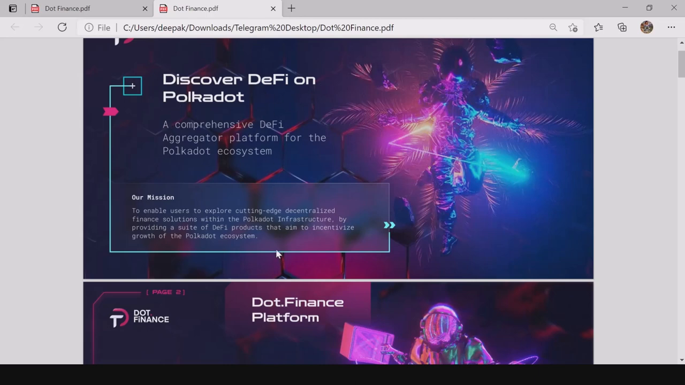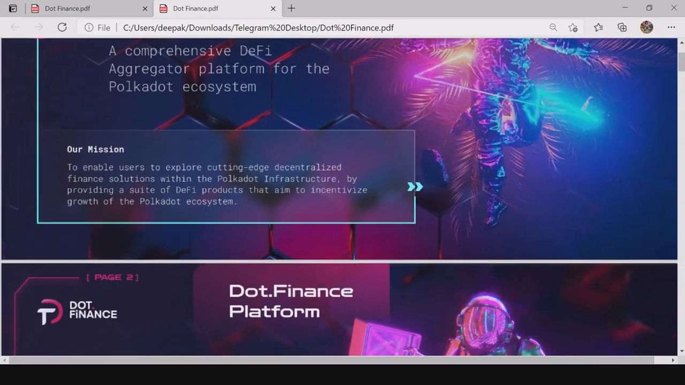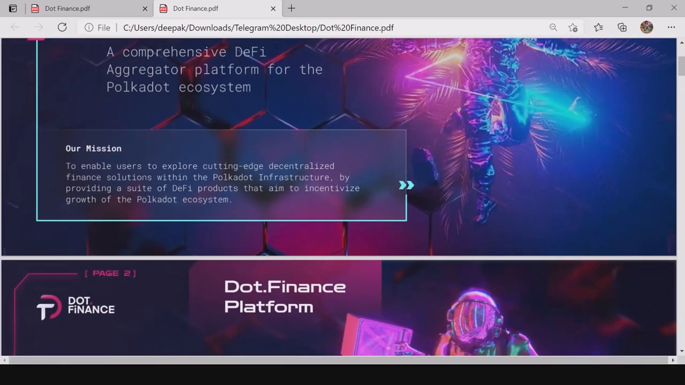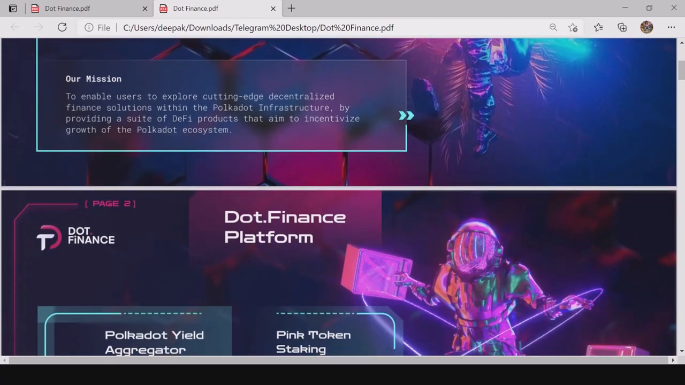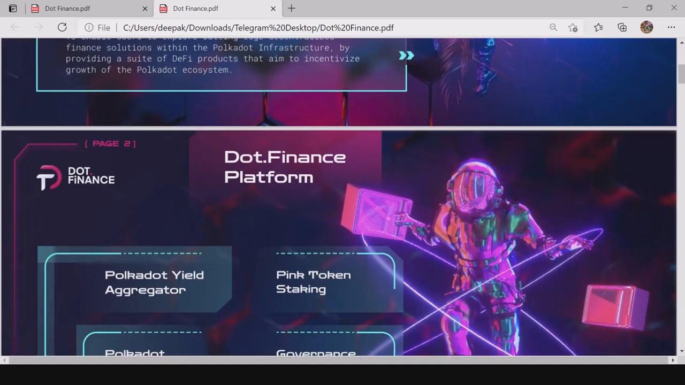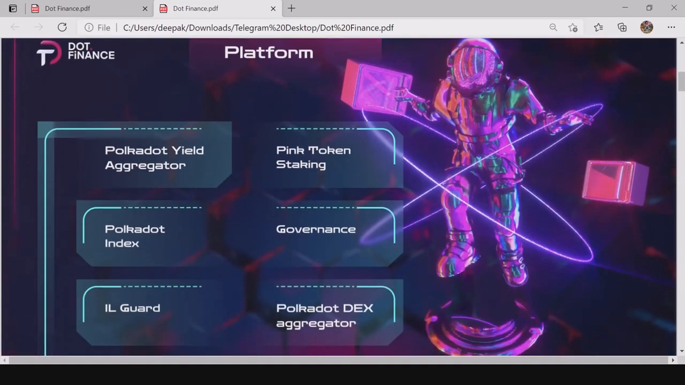Discover DeFi on Polkadot, a comprehensive DeFi aggregator platform for the Polkadot ecosystem. Our mission is to enable users to explore cutting-edge decentralized finance solutions within the Polkadot infrastructure by providing a suite of DeFi products that aim to incentivize growth of the Polkadot ecosystem. So this Dot Finance platform is going to be based on the Polkadot ecosystem, providing a variety of DeFi apps dedicated to the Polkadot ecosystem and built as a Polkadot layer that can provide an end-to-end solution for the entire DeFi and Web3 stack. So you have the solution.